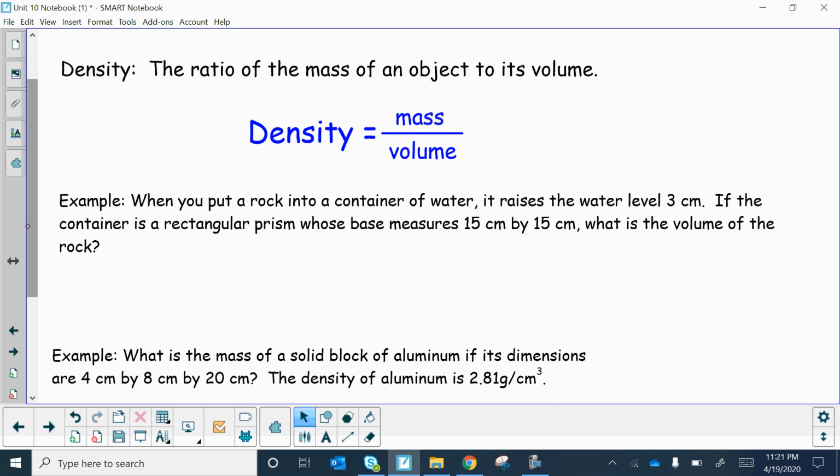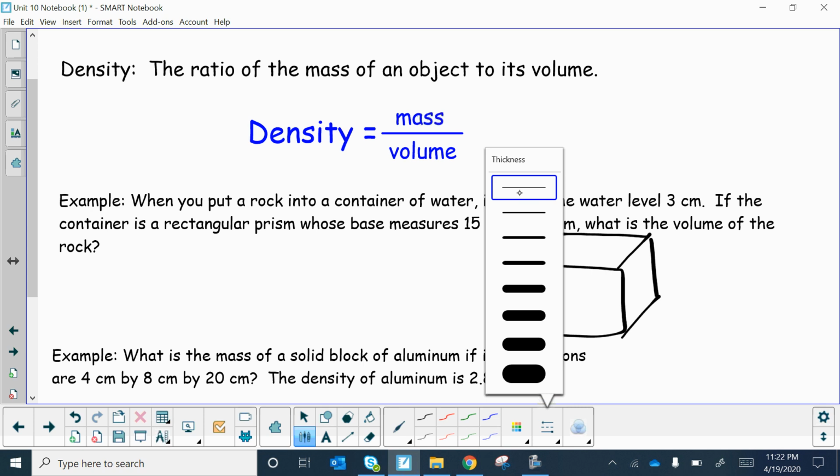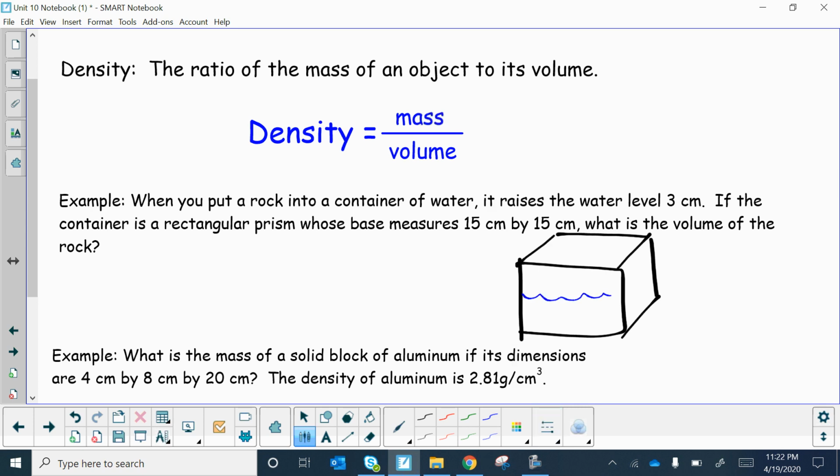So it says, when you put a rock into a container of water, it raises the water level of 3 centimeters. If the container is a rectangular prism whose base measures 15 centimeters by 15 centimeters, what is the volume of the rock? Okay, so this has to do with displacement. So I'm going to draw a container. Okay, and imagine the water is about right there. And then you drop in a rock in there.